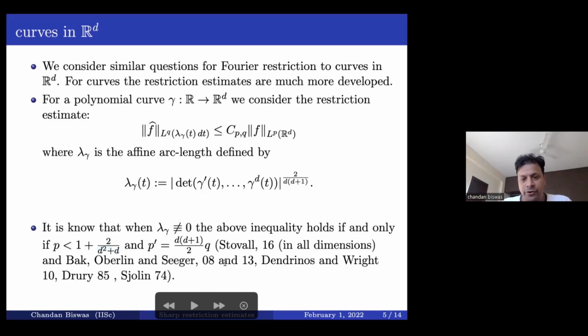Okay, so this was proved by Betsy Stovall in 2016 in all dimensions, where she in fact proved that this constant C_pq can be taken to be independent of gamma. This depends only on d and the degree of the polynomial n. This does not in particular depend on the curve itself. And before that, it was proved by Bak, Oberlin, Seeger, Ramos, Wright, and Drury and Marshall in special cases and part of the region. The question of whether a weak type bound holds when p equals 1 plus 2 over d squared plus d is largely open.